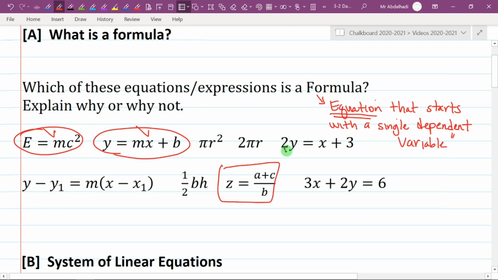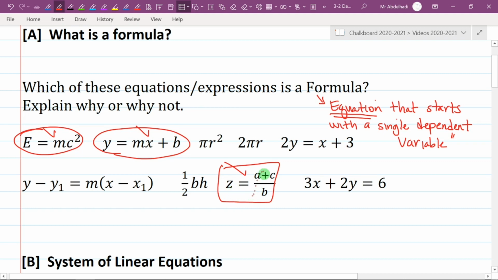Now how about this over here? 2y equals. Well, it's not y, it's 2y, so it's not a formula. How about if it was negative y? Still not a formula. It has to be just the variable, the dependent variable, and an equal sign. How about 3x plus 2y equals 6? This is the equation of a line, but it's not a formula. Whereas this equation of a line is a formula. So the only ones that are formulas here are the 3 that I boxed or circled here. Okay? So that's what a formula is.